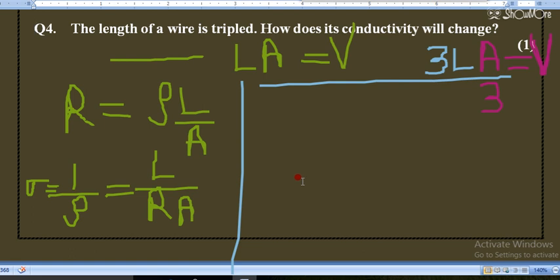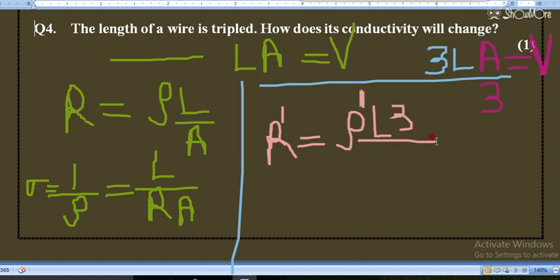So let's discuss what will be the new resistance. The new resistance is R dash. So R dash will be equal to rho into 3L by A by 3. If some students are thinking that resistivity or conductivity will change, let's take it as rho dash. So R dash equals rho dash into L into 3, divided by A by 3.